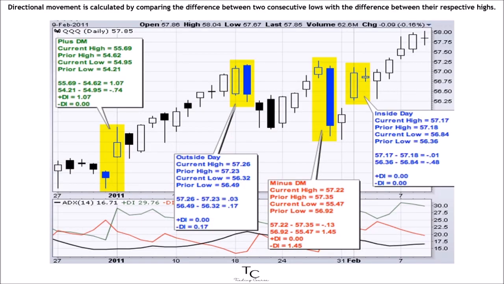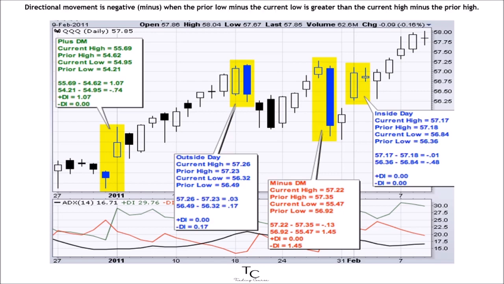of time. Directional movement is calculated by comparing the difference between two consecutive lows with the difference between their respective highs. Directional movement is positive, plus, when the current high minus the prior high is greater than the prior low minus the current low. This plus directional movement, plus DM, then equals the current high minus the prior high, provided it is positive. A negative value would simply be entered as 0.